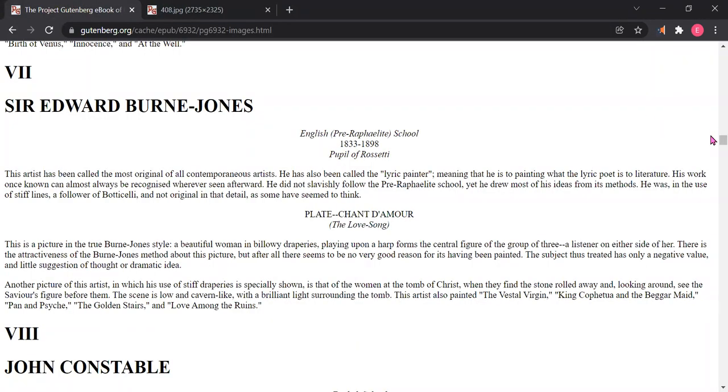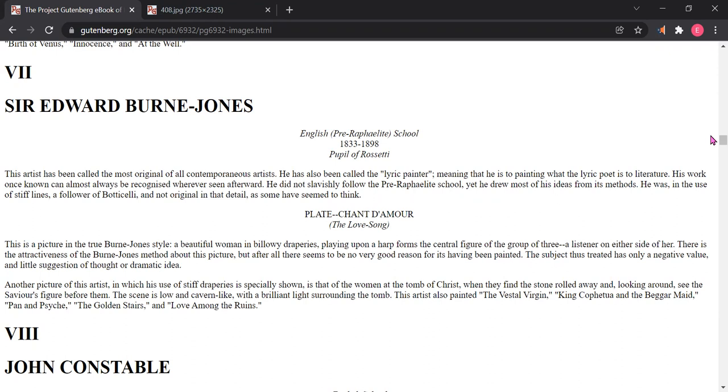Sir Edward Burne-Jones, English Pre-Raphaelite school, born 1833 and lived till 1898, pupil of Rossetti. This artist has been called the most original of all contemporaneous artists. He has also been called the lyric painter, meaning that he is to painting what the lyric poet is to literature. His work, once known, can almost always be recognized wherever seen afterward. He did not slavishly follow the Pre-Raphaelite school, yet he drew most of his ideas from its methods. He was, in the use of stiff lines, a follower of Botticelli, and not original in that detail, as some have seemed to think.